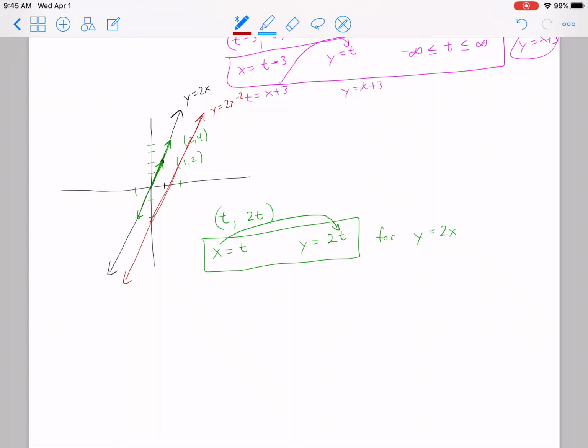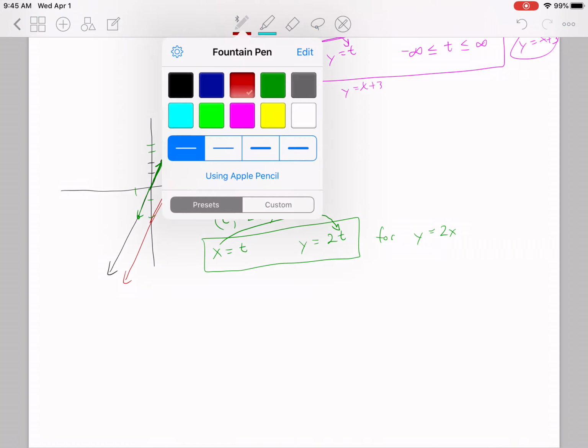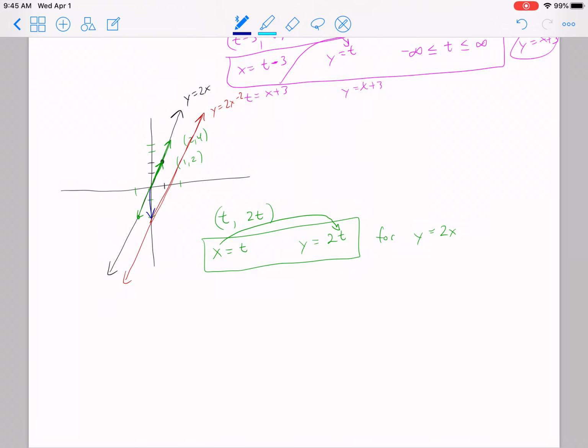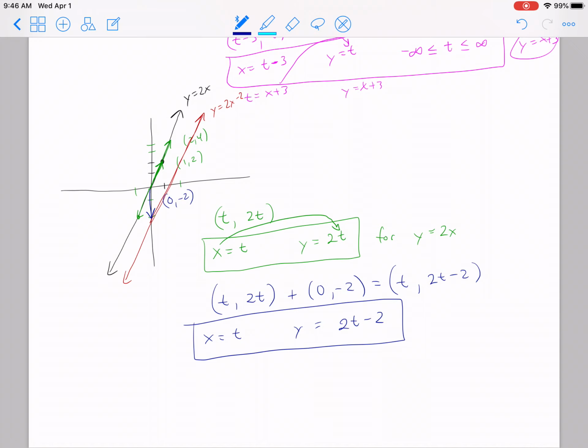That would be that function, which means we could simply use a 0, -2 vector to add on to that. And we would get t, 2t, because it's that same line with the same slope, plus 0, -2. And that's going to give us t and then 2t minus 2. And now we have a shifted version where x equals t, y equals 2t minus 2. And that's our parameterization, again, t from negative infinity to positive infinity.